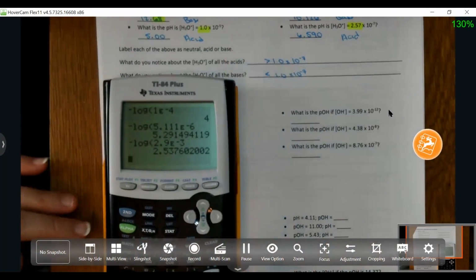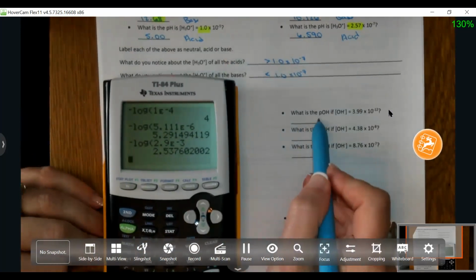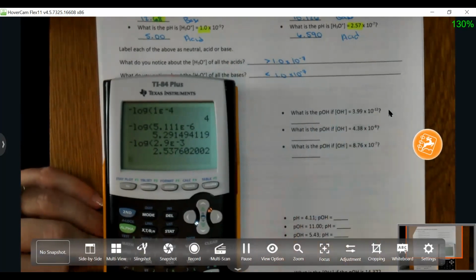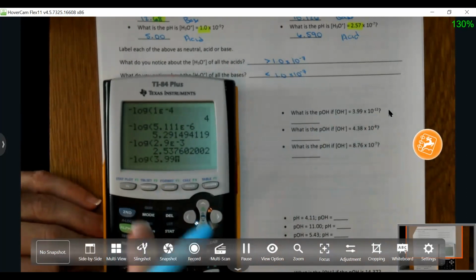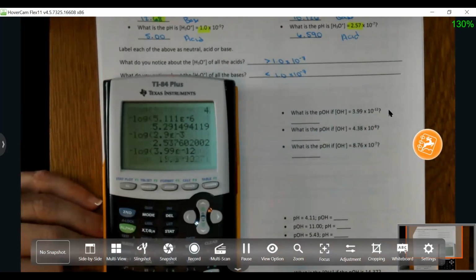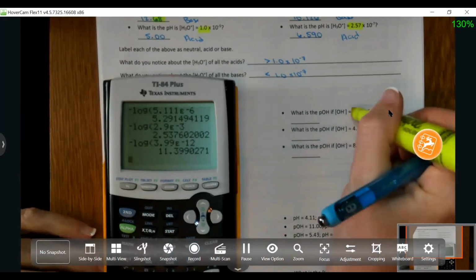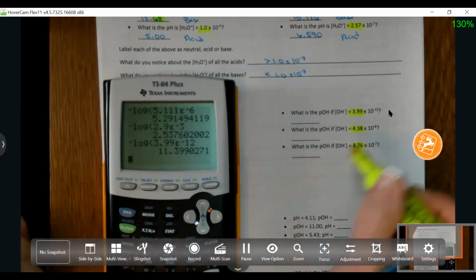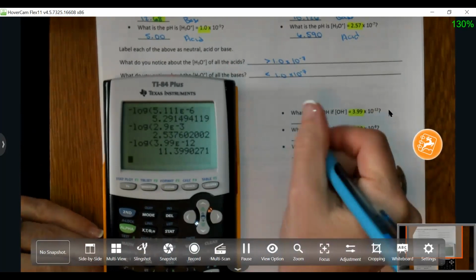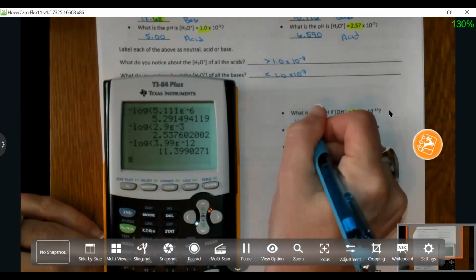Over here, what is the pOH? It's the hydroxide ion concentration. Again, I'm going to do negative log because I'm starting with ion concentration, 3.99 E negative 12. I want to have 3 sig figs behind the decimal point, so my answer would be 11.399.